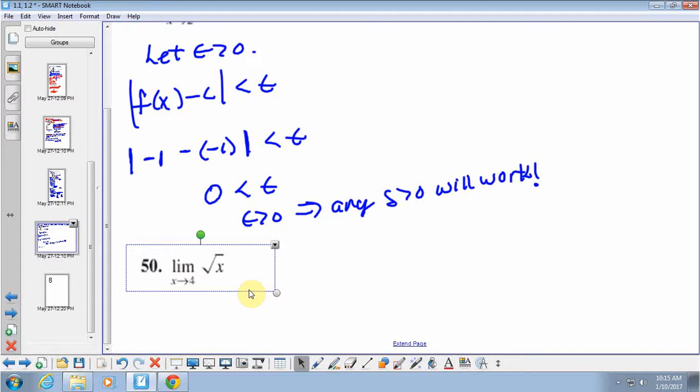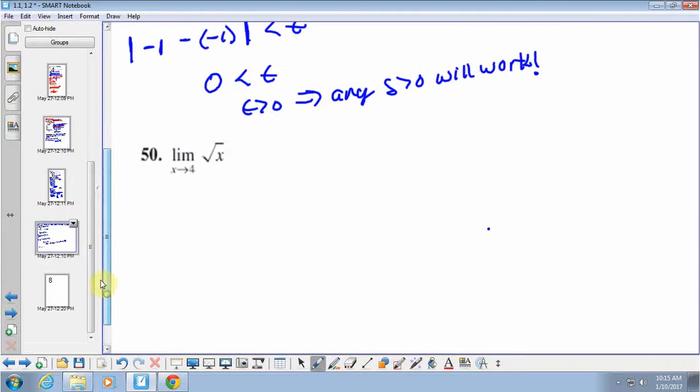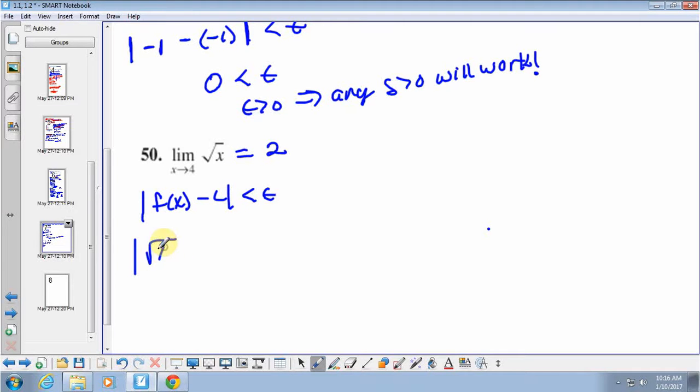Well, let's go back to where we have an x. Number 50. And not only do we have an x, we have a square root of x. So what is this limit? The limit as x approaches 4 of the square root of x is 2, right? Square root of 4 is 2. So the absolute value of f of x minus L less than epsilon: the square root of x minus 2 is less than epsilon.